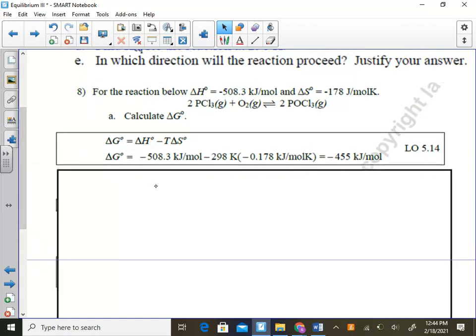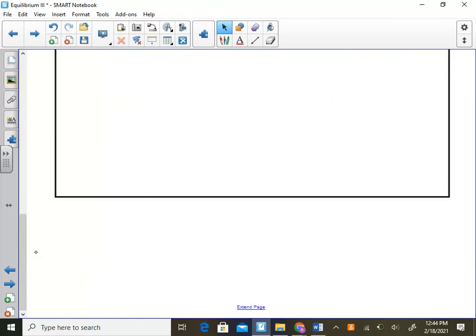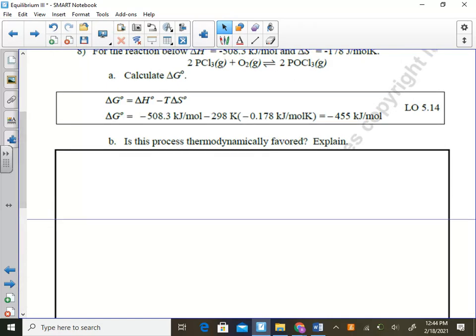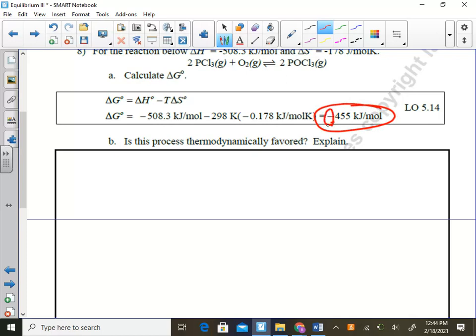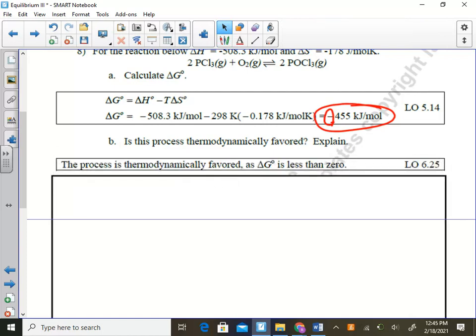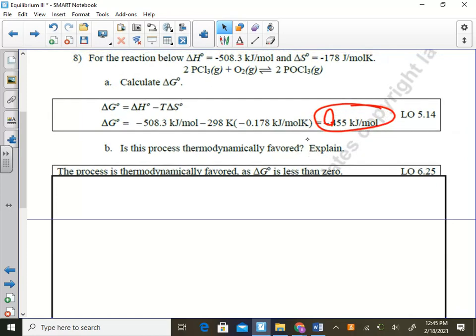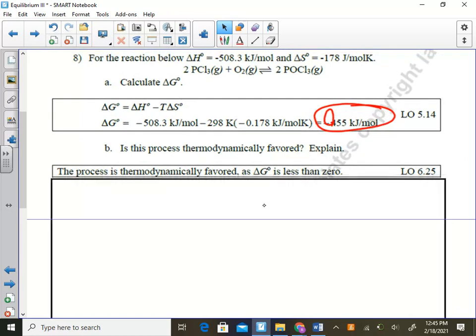And the next part asks us, is this process thermodynamically favored? And how would we know? So what do we look at to know if something's thermodynamically favored? We always look at delta G. If delta G is negative, then it is thermodynamically favored, meaning it produces much more products than reactants. And so it is thermodynamically favored, and our justification is that delta G is less than 0.